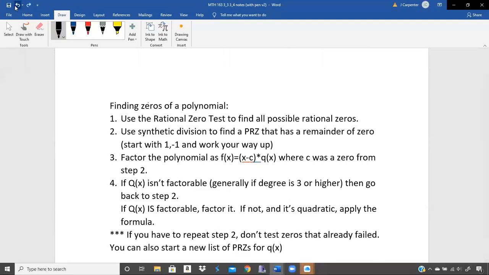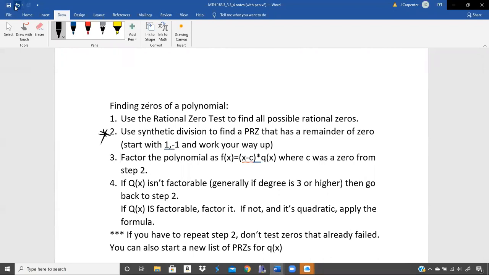Now, I've given you a hint for the synthetic division process. For the problems that I give, you will generally find a possible rational zero after no more than 3 or 4 attempts. If you do the 1, then the negative 1, then the 2, then the negative 2, then the 5, then the negative 5, then the 10, then the negative 10. Just work your way up in absolutes.